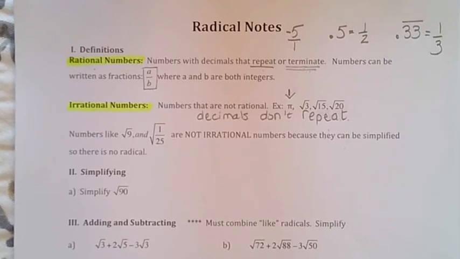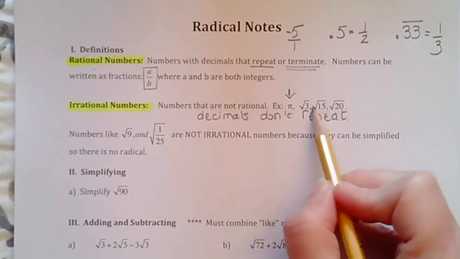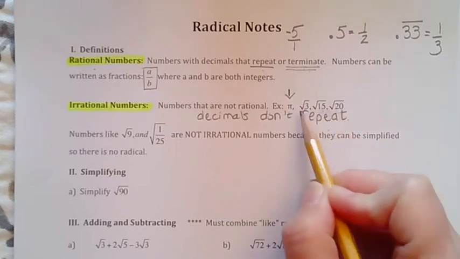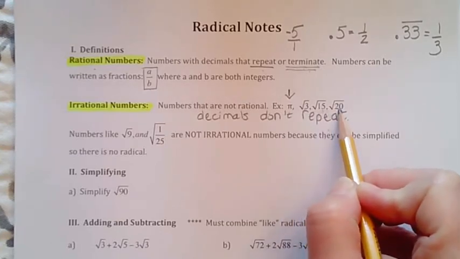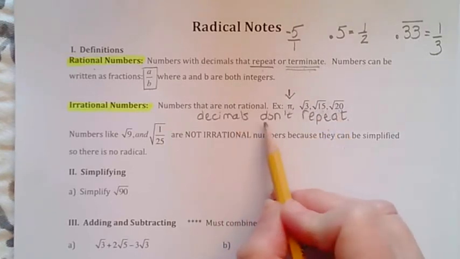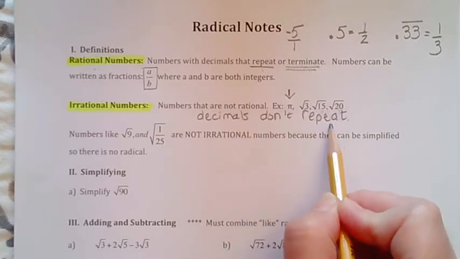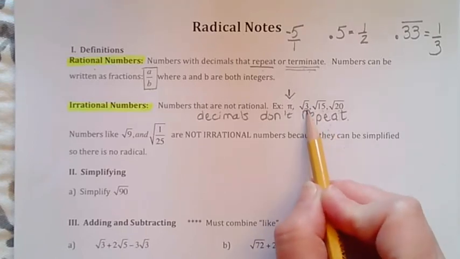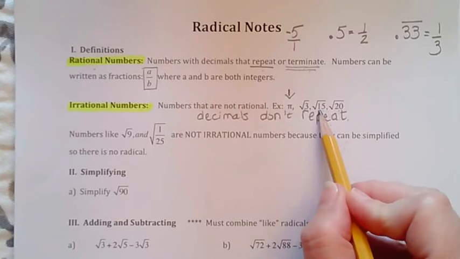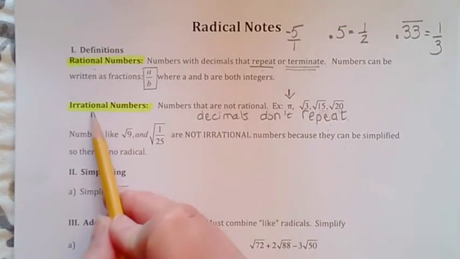Pi is an irrational number, but all of these radicals, and of course they're the radicals that you cannot do, all of these have decimals that go on forever and ever and ever, and they don't repeat. If you type radical 3 in the calculator, it just kind of keeps going. Same thing with radical 15, radical 20. Those are all irrational numbers.